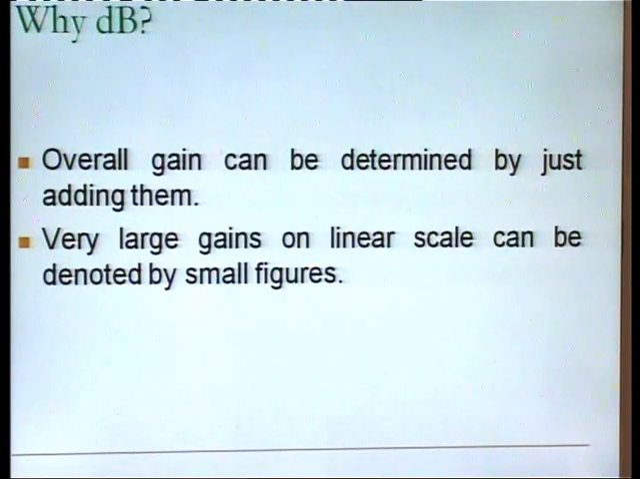Also, very large gains on a linear scale can be denoted by small figures. That also we have discussed, that absolute values are very large, that is 500 or 600, or it can be 324. But if we convert it into decibel, the large values are denoted by small figures, such as 10 dB, 12 dB, or 14 dB.